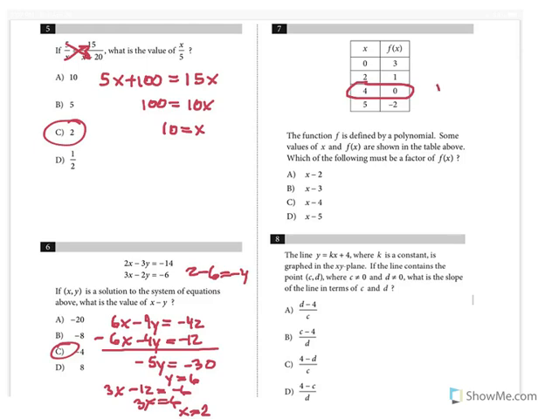And so from that, since we know x equals 4 is an x-intercept, that means a factor is going to be x minus 4 equals 0. So since 4 is an x-intercept, x minus 4 is a factor. The line y equals kx plus 4, where k is a constant, is graphed in the xy plane. If the line contains the point CD, where c does not equal 0 and d does not equal 0, what is the slope of the line in terms of c and d?